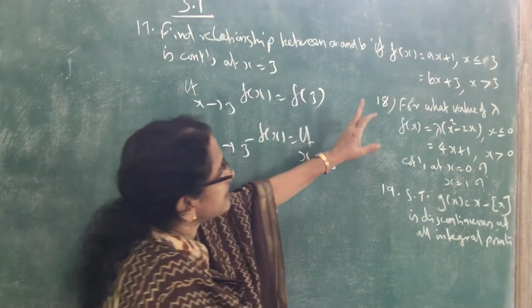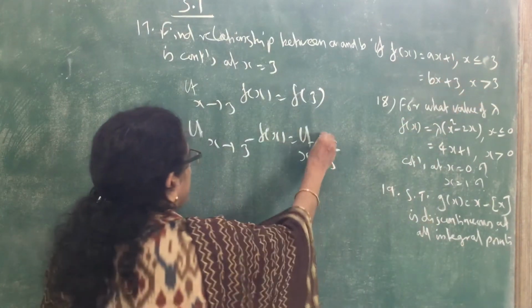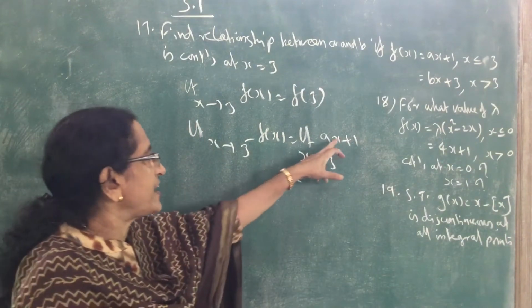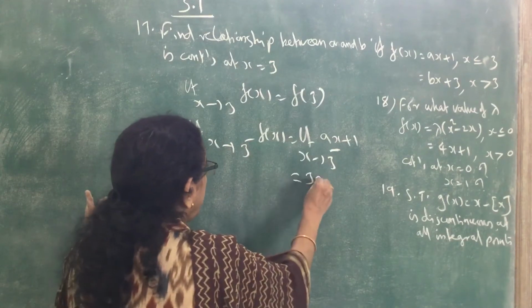When x less than 3, what is the function? Ax plus 1. When we apply the limit, what do we get? In the place of x, we put 3. So 3a plus 1.